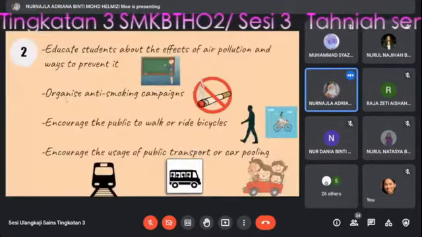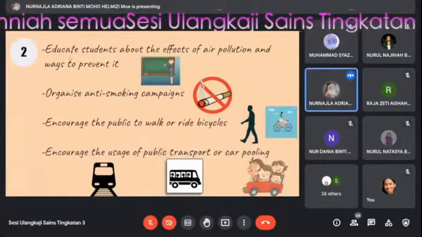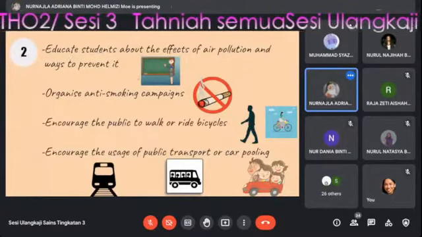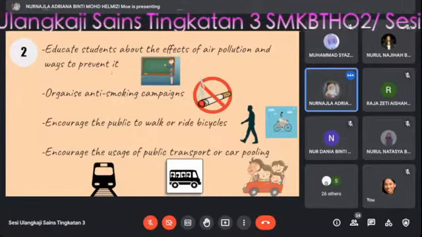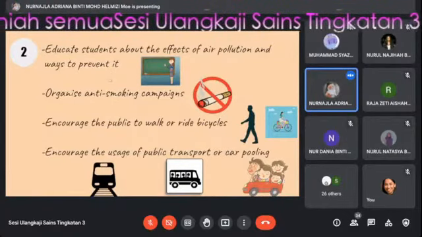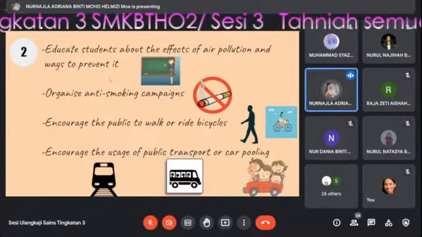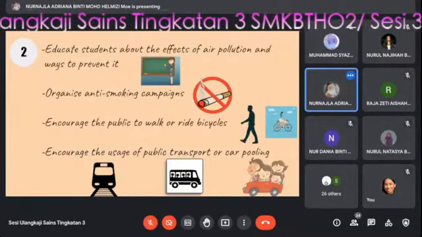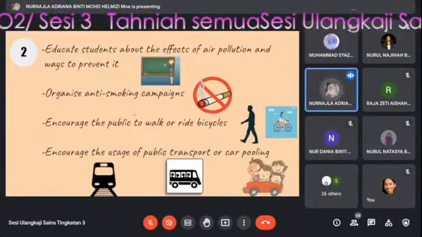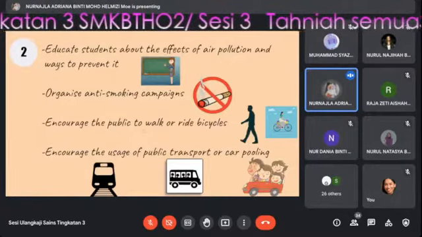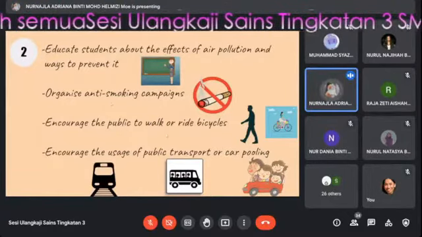Nombor 2, education. So dekat sekolah kita educate students about the effects of air pollution and ways to prevent it. Dekat pendidikan di sekolah menekankan pencemaran udara dan langkah-langkah pengawalannya. Nombor 2, organize anti-smoking campaigns, program anti merokok. Ketiga, encourage the public to walk or ride bicycle. Dia galakkan orang untuk berjalan kaki atau menggunakan basikal.